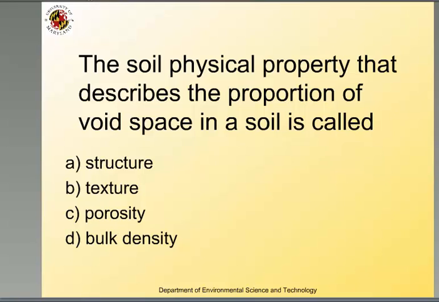Another question. The soil physical property that describes the proportion of void space in a soil is called A, structure, B, texture, C, porosity, or D, bulk density. What do you think? Porosity. The answer is D, porosity.